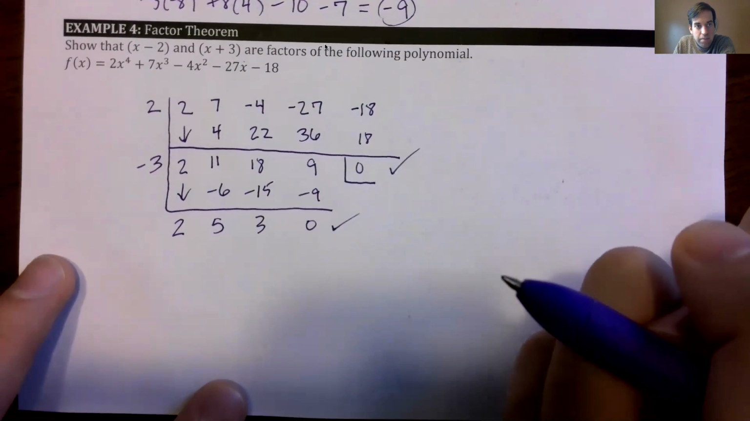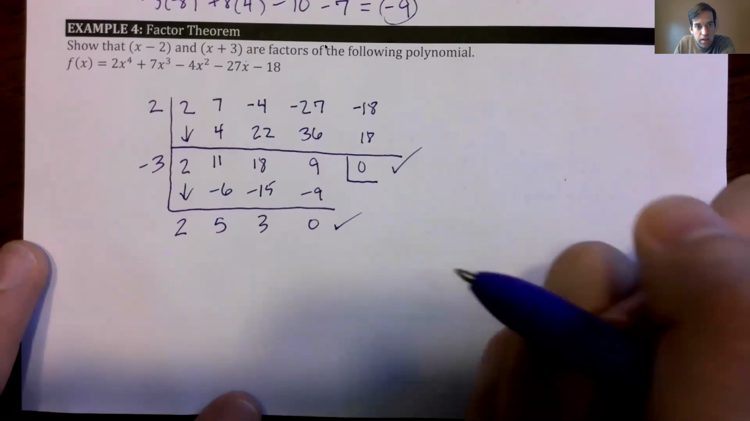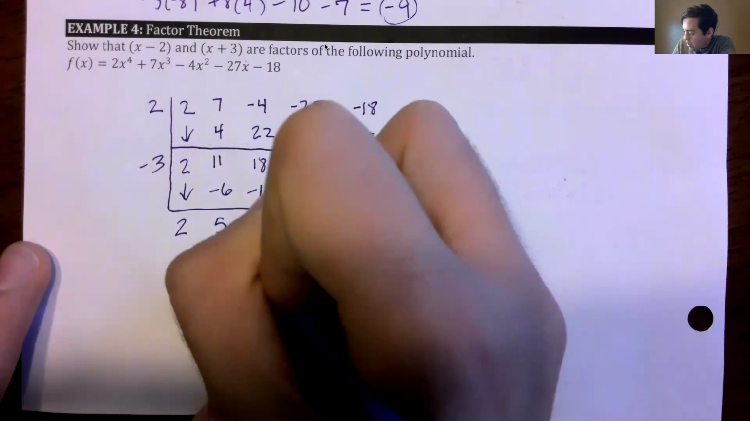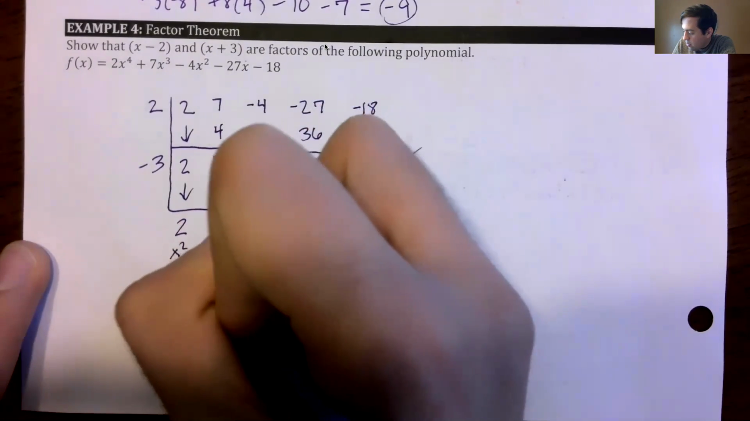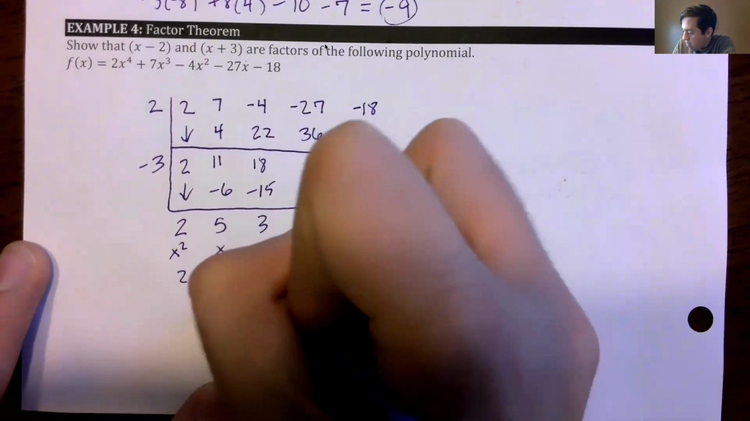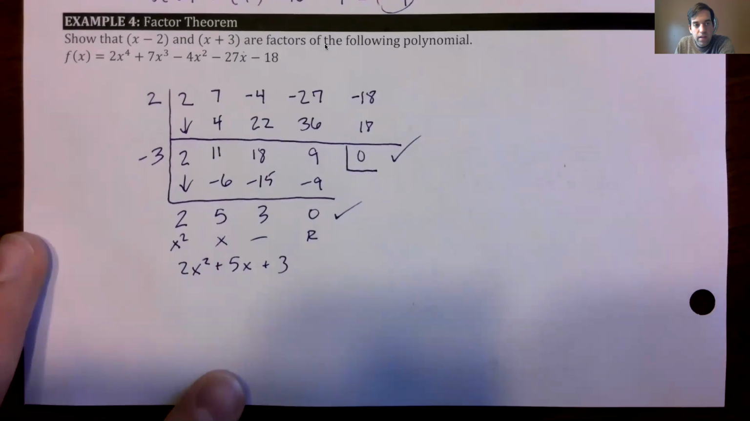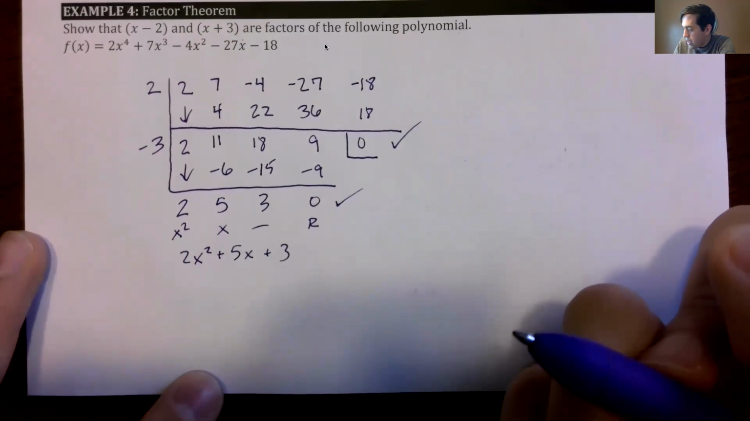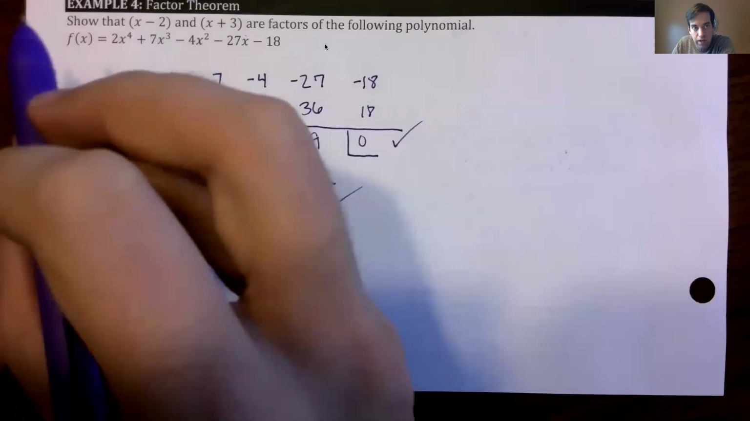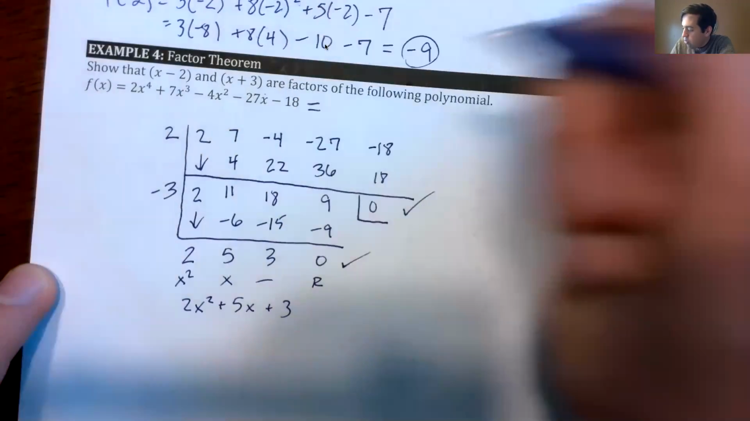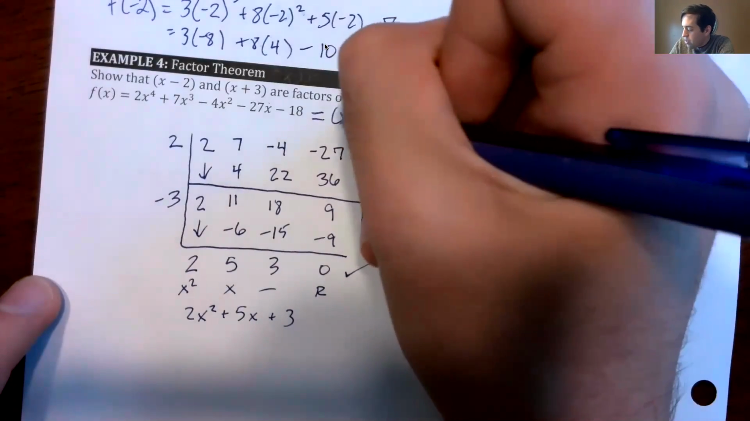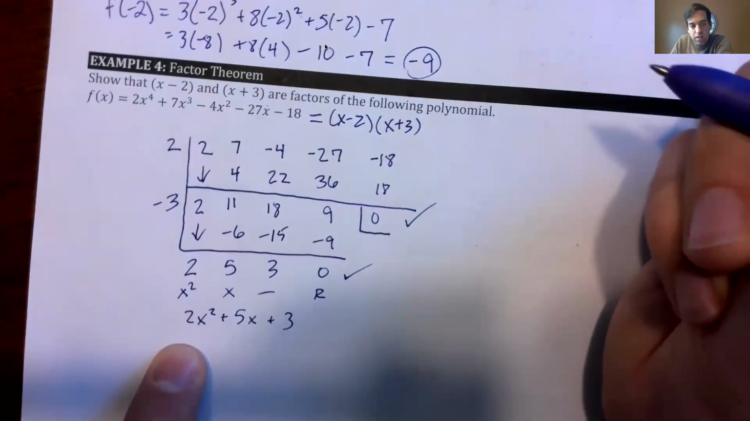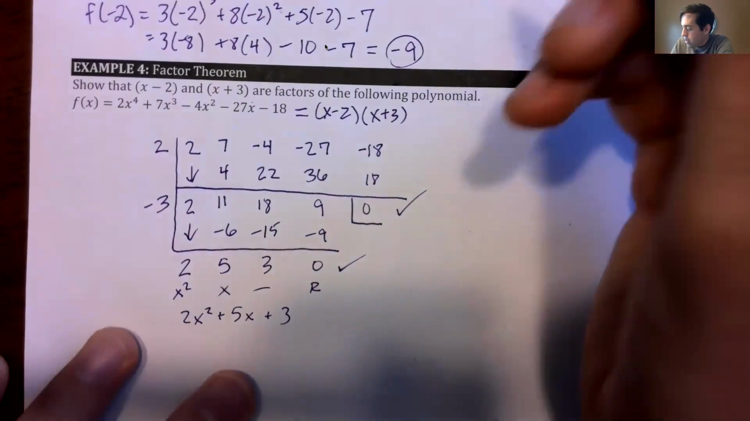That's good. That means both of these were factors. And we know that we're left over with 2x squared plus 5x plus 3. All right, so the last thing I wanted to show you here is that our original function can be rewritten with an x minus 2 factored out and an x plus 3 factored out. And here's what's left over, 2x squared plus 5x plus 3.